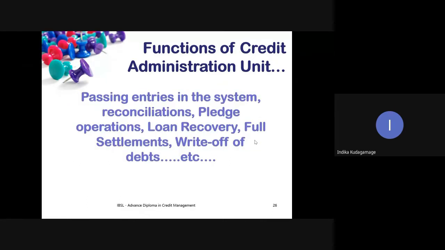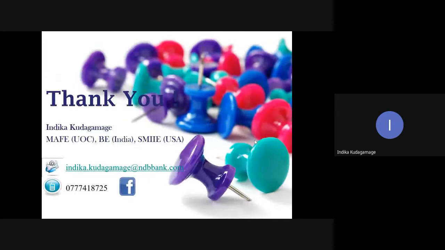And again, passing entries in the system, reconciliation, pledge, operation, loan recovery, full settlement, all those things should be done by CAU. Business line should not be allowed to pass entries to the system. Right? It has to be done by an independent body. We can only view the system, not authorize and input to the system. So that covers the CAU function, right?